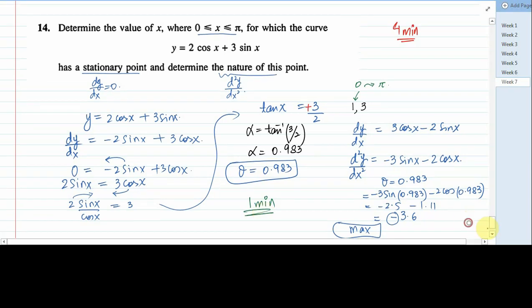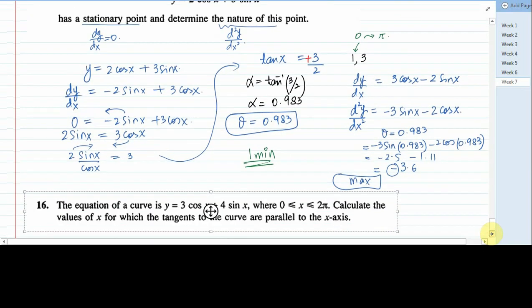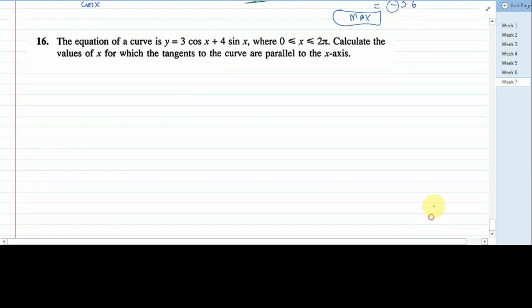Alright, moving on towards the next question. It's question number 16. The equation of a curve is y equals 3 cos x plus 4 sin x, where x is greater than or equal to 0 and less than or equal to 2 pi. Now that means we are going to consider all 4 quadrants, right? All 4 quadrants.